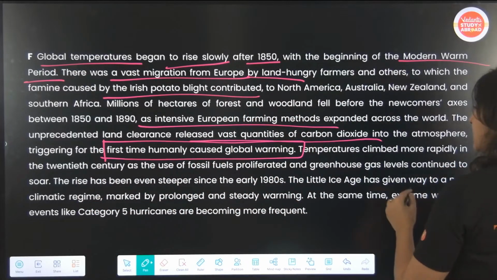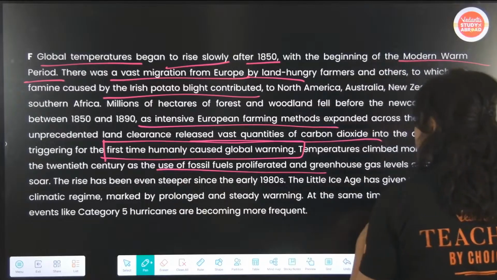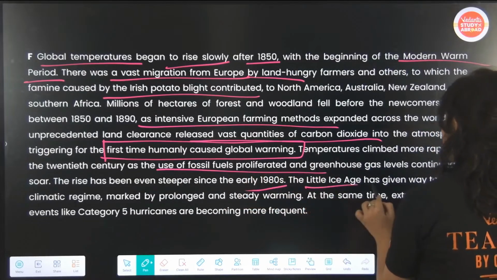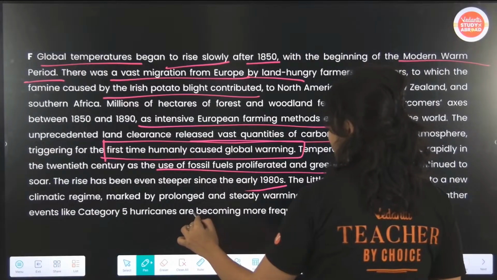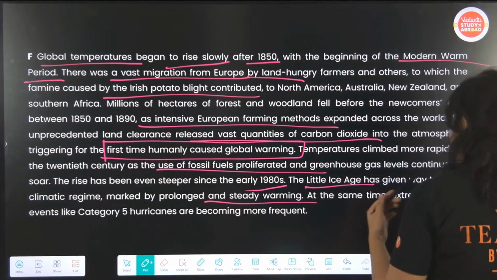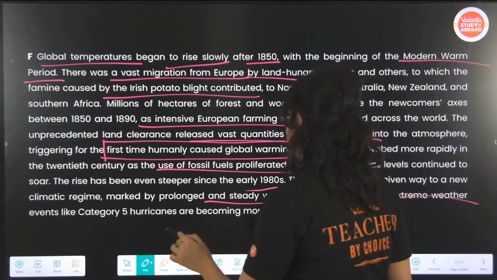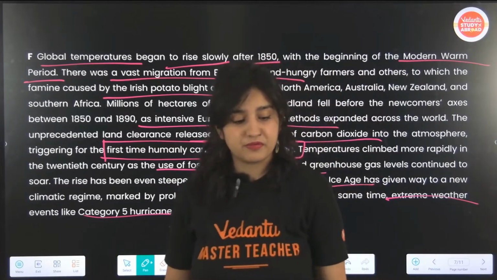Temperatures climbed more rapidly in the 20th century. Fossil fuels, greenhouse gases, 80s. So, Little Ice Age gave way to a new climatic regime, which is steady warming. Extreme weather events like Category 5 hurricanes are also becoming more frequent. Okay?